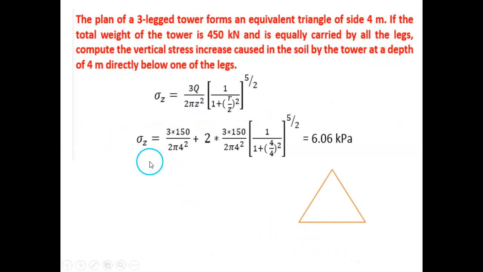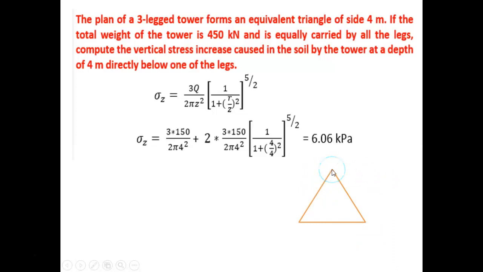Next example. The plan of a three-legged tower forms an equilateral triangle of side 4 meter. If the total weight of the tower is 450 kilonewton and is equally carried by all the legs, compute the vertical stress increase caused in the soil by the tower at a depth of 4 meter directly below one of the legs. So it is like a triangle. The plan of the tower is like a triangle of side 4 meter. Total weight is given as 450 kilonewton.